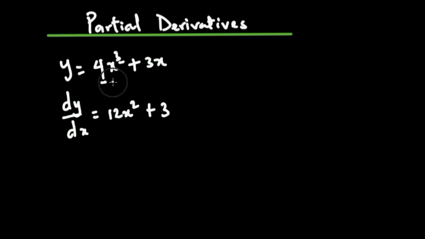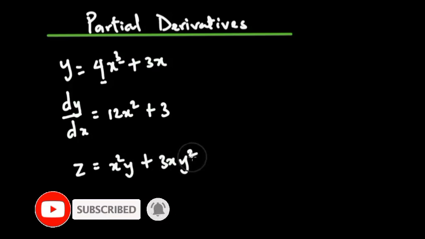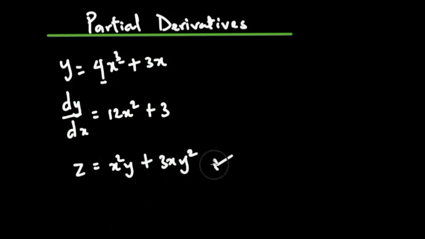Now what if we have a multivariable function such that z equals x squared y plus 3xy squared? In order for us to differentiate this, we have to apply partial derivatives. In partial derivatives, we differentiate the function partially with respect to x, and then we differentiate the function again partially with respect to y. So whenever we differentiate with respect to x, we keep y constant. And whenever we differentiate with respect to y, we keep x constant.